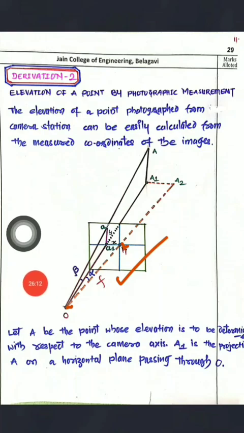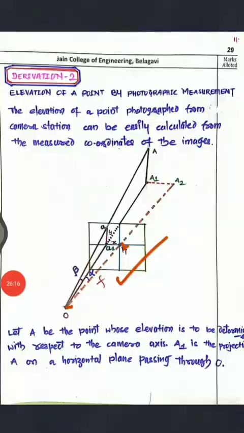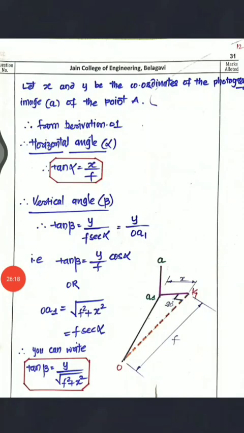Then you can see how it is going to be by using X and Y. You can use these coordinates to determine the vertical angle. So first we'll see the horizontal angle alpha. We can use this X and Y to determine vertical and horizontal angles. First we are going to derive the horizontal angle alpha, that is tan alpha is equal to X divided by F. Now this is very easy.